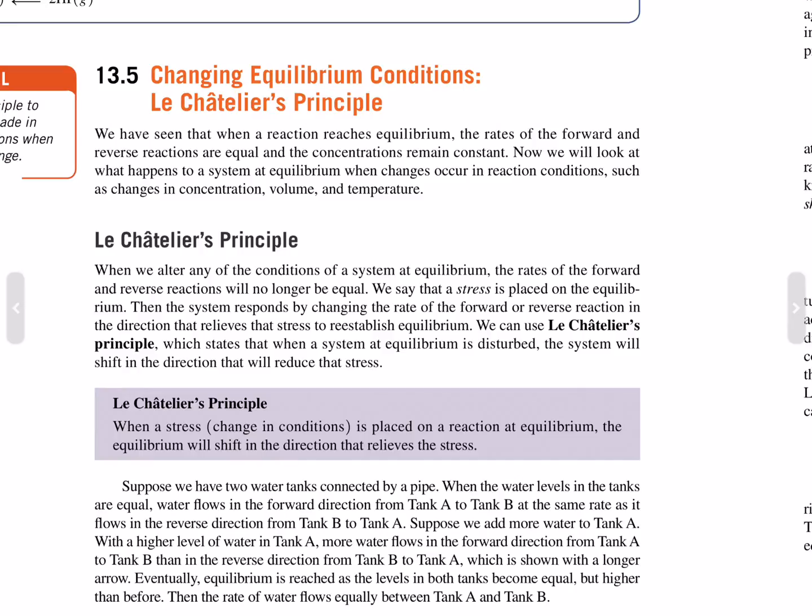I'm going to read that again. We say that a stress is placed on the equilibrium. Then the system responds by changing the rate of the forward or reverse reaction in the direction that relieves the stress to reestablish equilibrium. We can use Le Chatelier's principle, which states that when a system at equilibrium is disturbed, the system will shift in the direction that will reduce the stress. When a stress, a change in conditions, is placed on a reaction at equilibrium, the equilibrium will shift in the direction that relieves the stress.